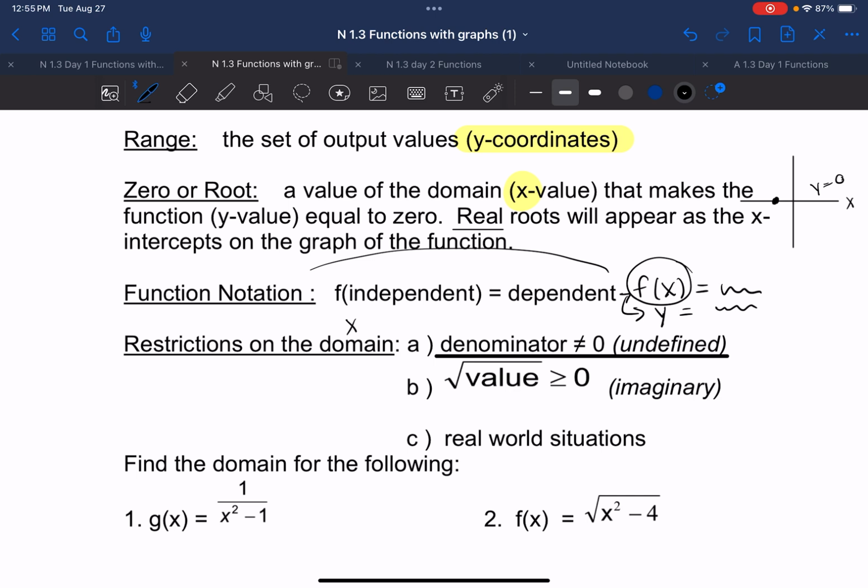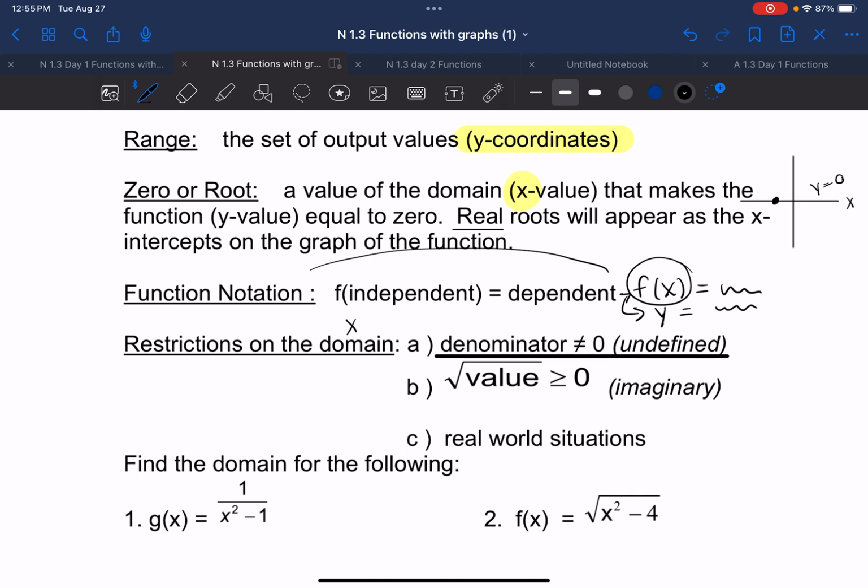So we actually had a question like this on 1.2, day 2, where you ended up with, I believe it was 7 over 0 whenever you found the slope. And we know that we can't have 0 in the bottom of a fraction, so we said our slope was undefined. So anytime you have 0 in the bottom of a fraction, it is undefined. Okay, so that would be a restriction on your domain if that happens.